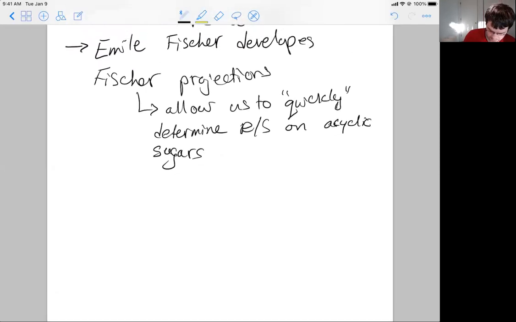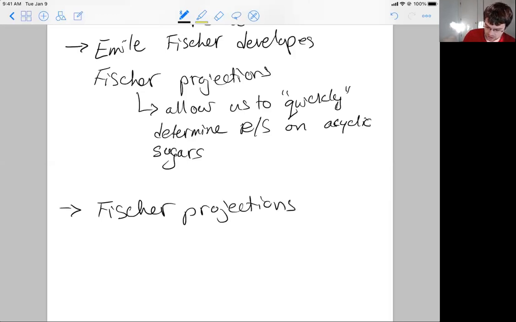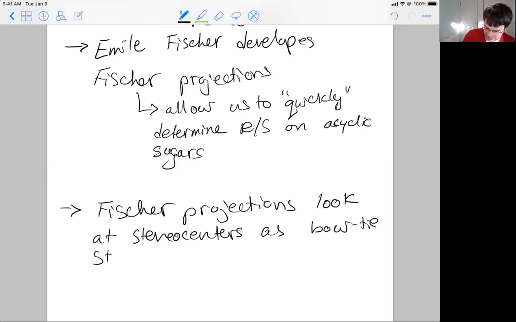So Fischer projections are a way of looking at stereocenters in what's called the bow tie arrangement. Fischer projections look at stereocenters as bow tie structures. I know I could just turn the page, but I wish I would run out of paper because I don't want to teach you the bow tie structure. I will, it's just not helpful in the grand scheme of things.